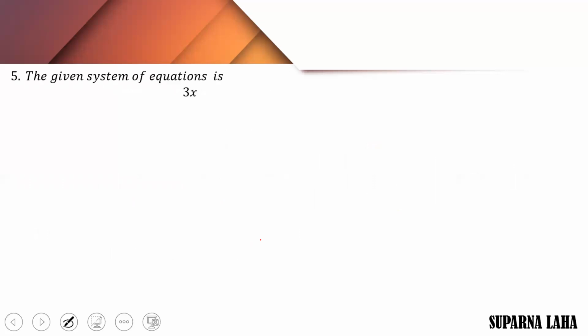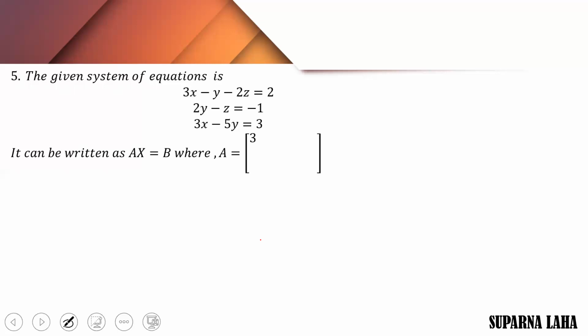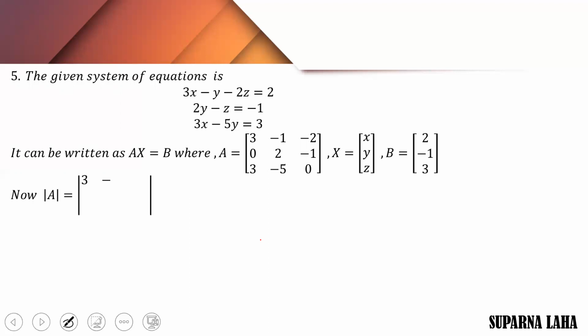The given system, question number 5: 3x minus y minus 2z equals 2, 2y minus z equals minus 1, and 3x minus 5y equals 3. First of all, write down the system. I'm not explaining how we write the system in the form Ax equals B, since A is the coefficient matrix, so you can easily write it down. Now check the determinant.